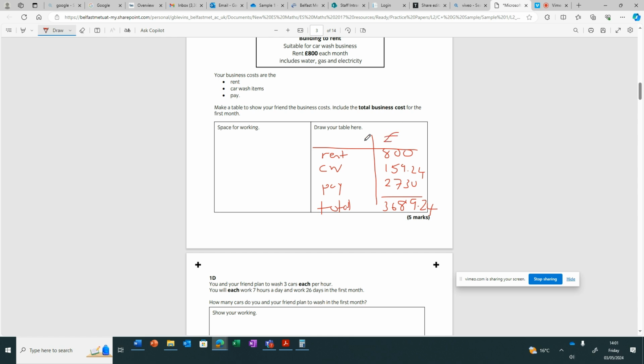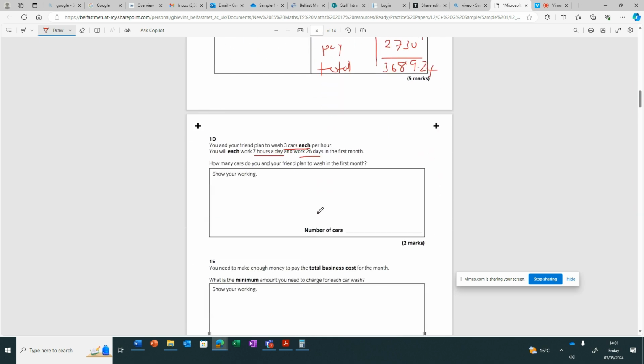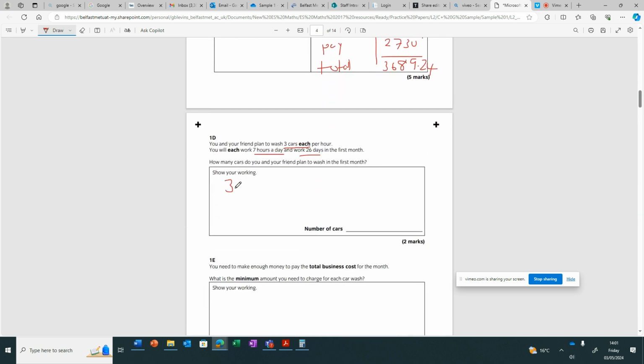Now, you and your friend plan to wash 3 cars each day. You work 7 days a week. So how many cars do you plan to wash in the first month? Well, 3 cars each, you work for 26 days, and there's 2 of you. So we'll do that, and we'll get our answer, which is 1092.